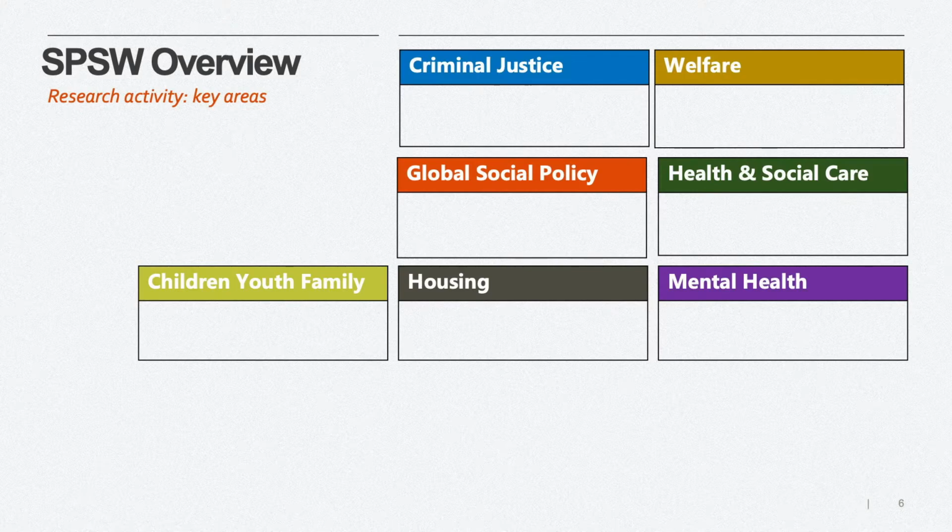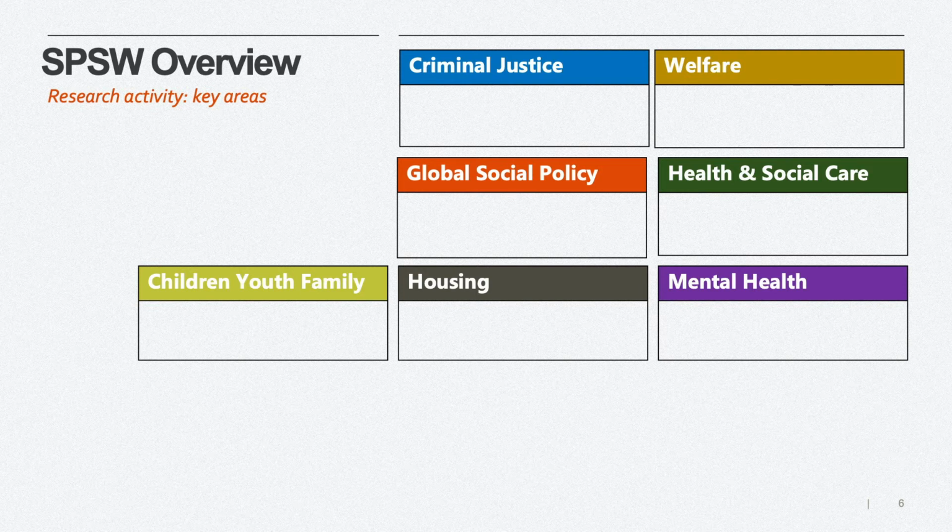Now, we undertake this research in a wide range of areas. On screen now are our 7 key research themes. These include a number of different policy areas: criminal justice, children, youth and family, welfare and employment, global social policy, health and social care, housing and mental health.